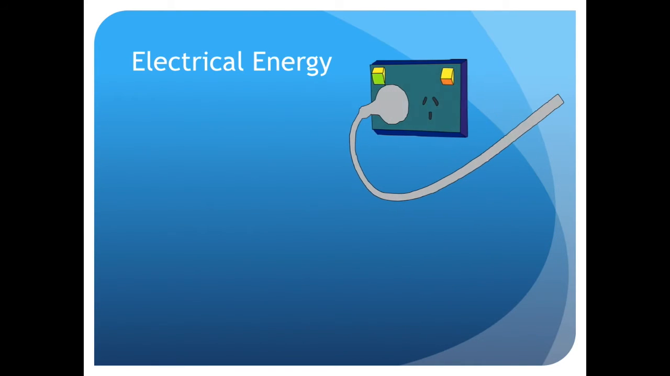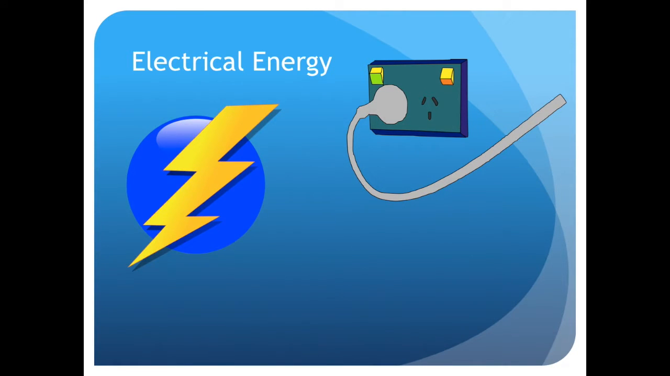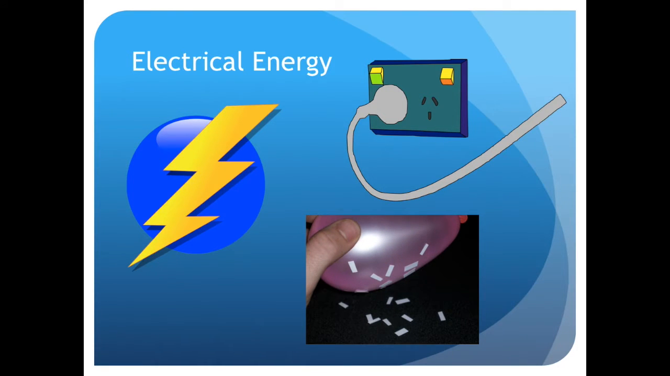Electrical energy, so we were just talking about that before. We'd find it very hard to live without electrical energy these days. We all know that one. But lightning is also electrical energy. Electrical energy has to do with the electrons whizzing around, the movement of electrons. And static electricity, that's an electrical energy.